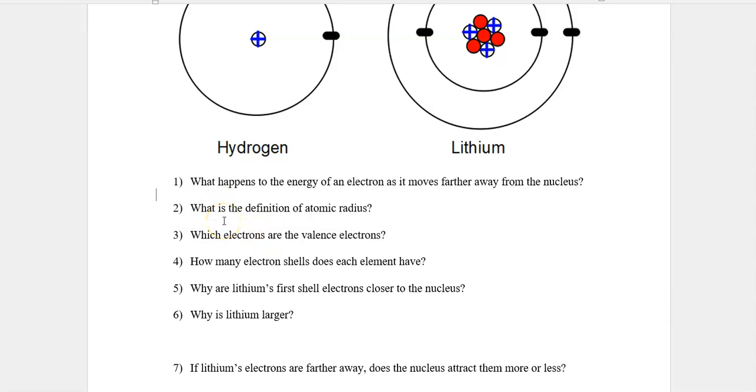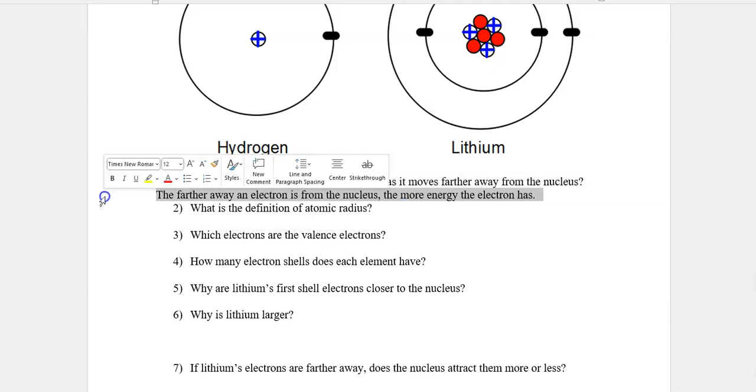What happens to the energy of an electron as it moves farther away from the nucleus? In Unit 2, we learned that the farther away an electron is from the nucleus, the more energy the electron has. Notice I couldn't say the more energy it has because I had nucleus and electron. It's unclear which one I'd be talking about. So I would recommend not using it.